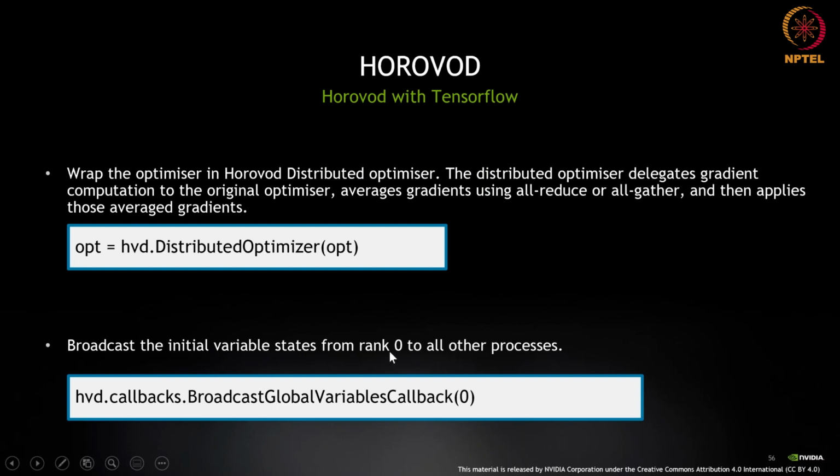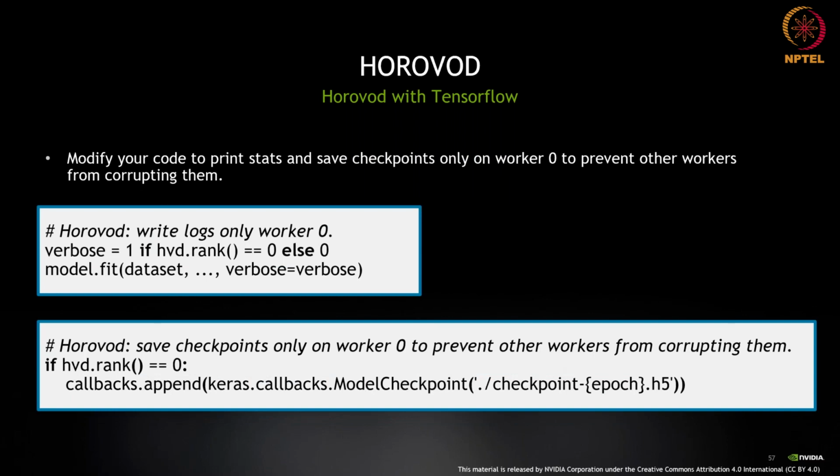And then you can also define callbacks to broadcast from rank 0 to all the other processes. Last but not least, as we already said, you can save checkpoints, and we would ideally like only worker 0 to do it, to prevent the other workers from corrupting them. So you say only if my rank is 0, then I am going to save my checkpoints via a hook. This completes the flow of the Horovod part of it.